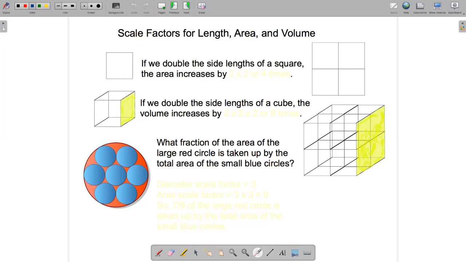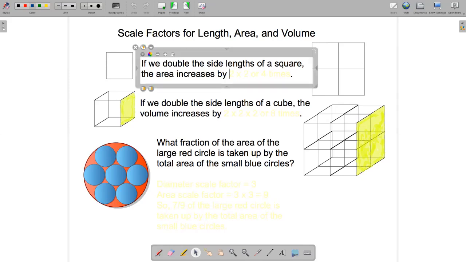You can kind of see that it doesn't double because here's the area of the square if I double the length of each side. The area, well, it's 4 times. So anytime we're looking at a square and we double the side lengths, the area is going to go up by 2 times 2, or 4 times.